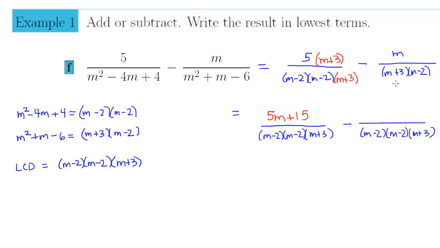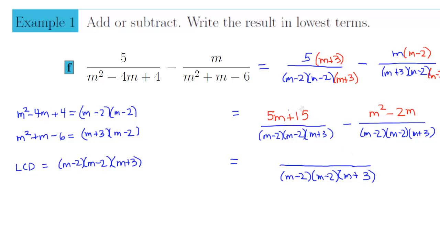Take a look at the second fraction. I have an m plus 3 and an m minus 2. What's missing is this extra factor of m minus 2. So I need to multiply both the denominator and the numerator by m minus 2. Doing so, my new numerator becomes m squared minus 2m. So far, so good. We now have like rational expressions which we can subtract. When we subtract, we'll combine the numerators and put it over the least common denominator, m minus 2 times m minus 2 times m plus 3.